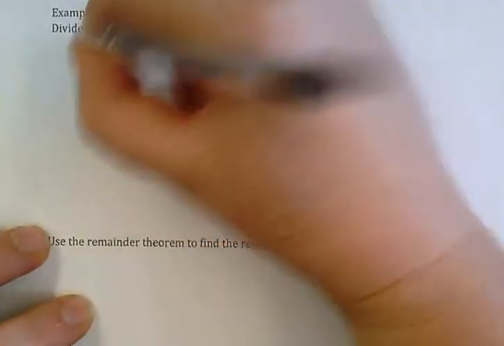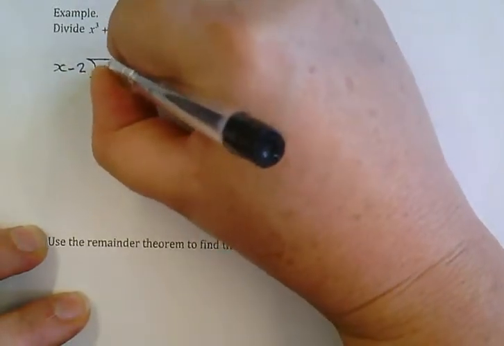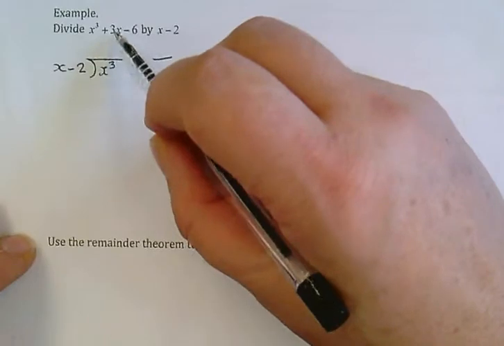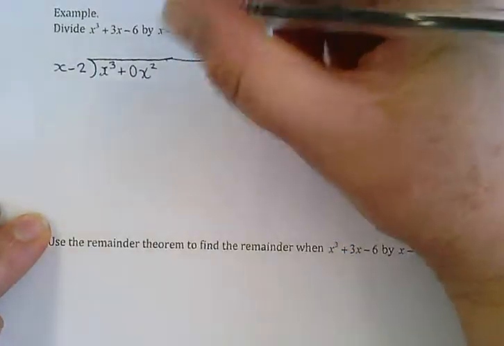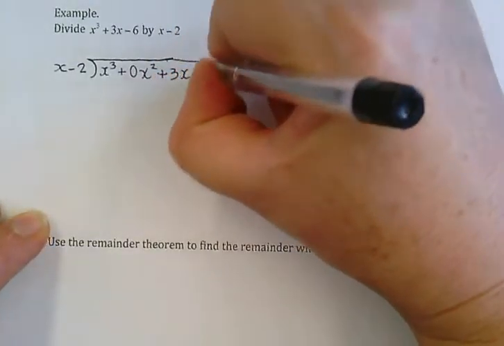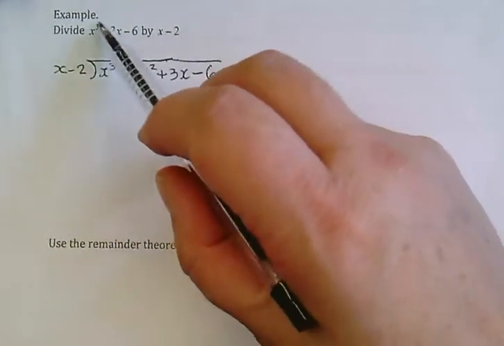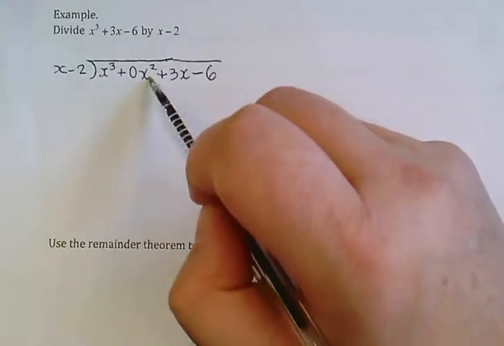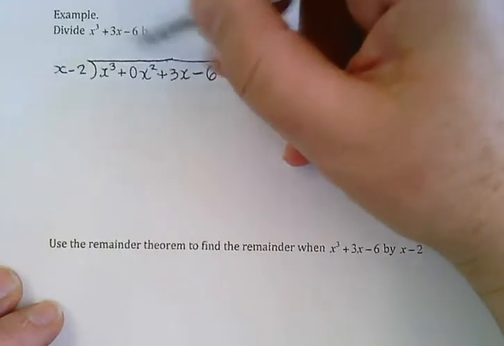All right, so here we go. x minus 2 into x cubed plus 3x. Wait. x cubed, what do you notice about this? There's no x squared term, but I have to put it in, plus 0x squared, otherwise you're going to ruin your division, plus 3x minus 6. I cannot miss a power when I'm dividing. So you put the x minus 2 at the front, but I don't have an x squared term, so I have to show it as 0x squared plus 3x minus 6.